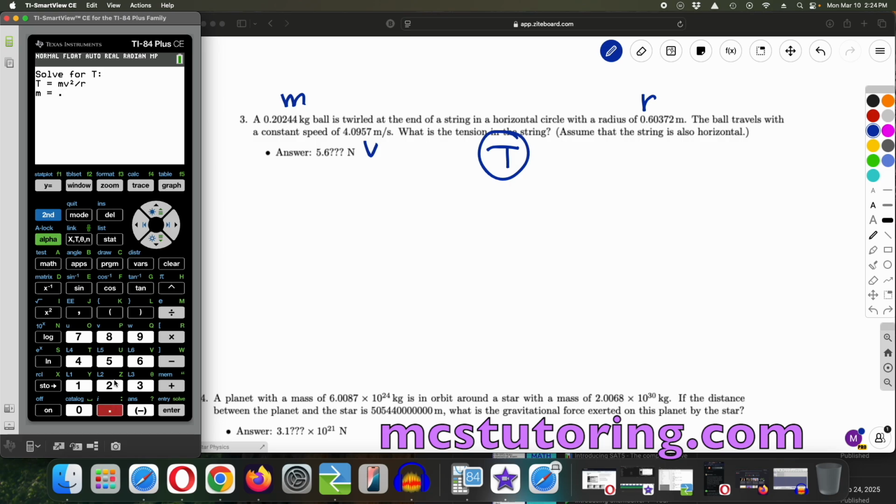And then we're going to substitute the mass. So that's 0.20244. There we go. And then velocity. So look, I'm telling you this: I'm the guy who was blindly entering units. I would have just now put 0.60372 because I'm a little sleep deprived. But I'm like, wait, V is over here. It's the 4.0957. So I just want you to be aware of that.